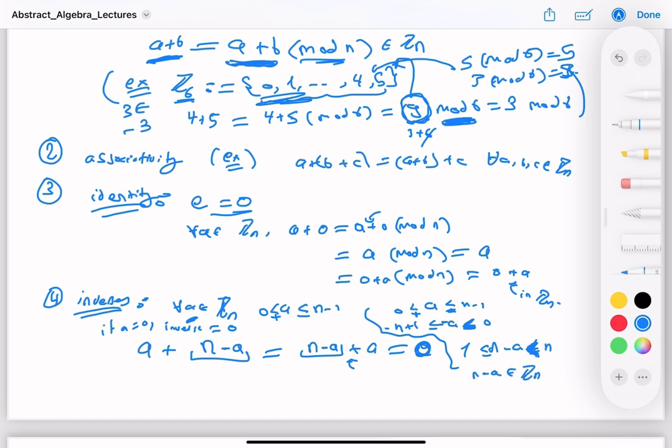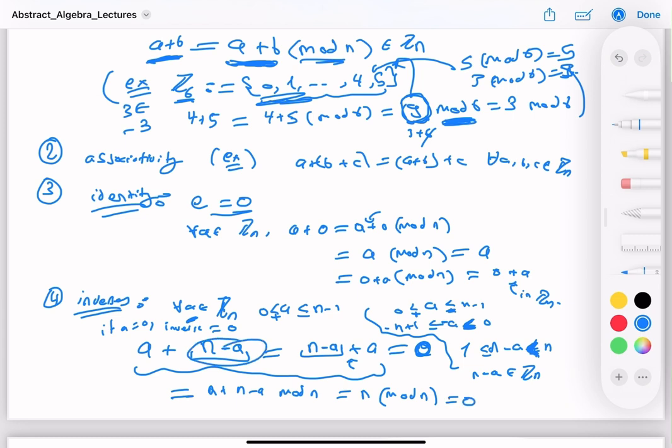But not only that, when you add these two, what's the answer? Well, this is going to be a plus n minus a modulo n, which is equal to, the a's cancel, n modulo n. Now take away the n's from the n, and what's left is 0, and thus this thing is the inverse of a. So this is a very important trick to keep in mind. The inverse of an element a in Zn is n minus a, right?